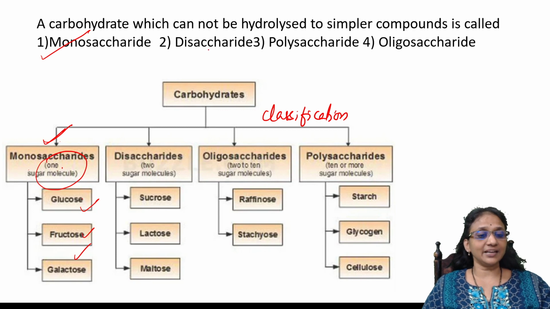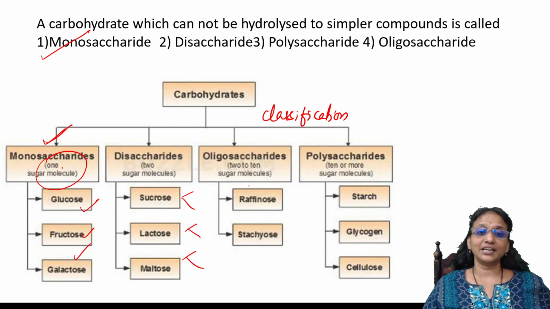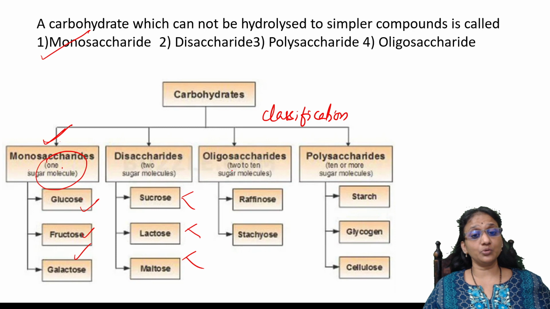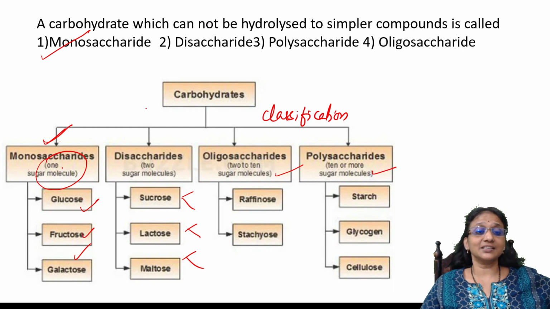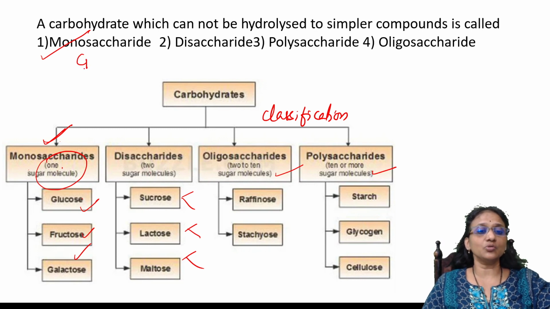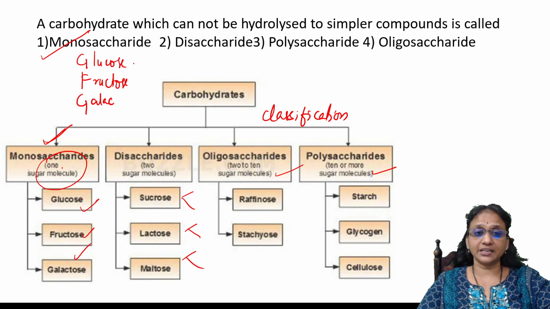Suppose if it is a disaccharide, it can be broken into two sugar molecules, right? Sucrose can be broken into two, lactose into two, maltose into two. Like that, oligosaccharides can be broken into up to 10 sugar molecules, and polysaccharides into 10 or more sugar molecules. Correct. So the correct answer for which cannot be further hydrolyzed is monosaccharides, and the examples are glucose, fructose, and galactose. So remember the monosaccharides, where I can't break them further. That's fine. Very good. Next question.